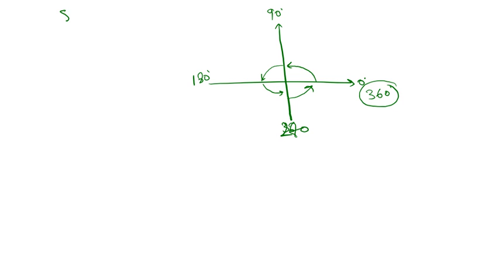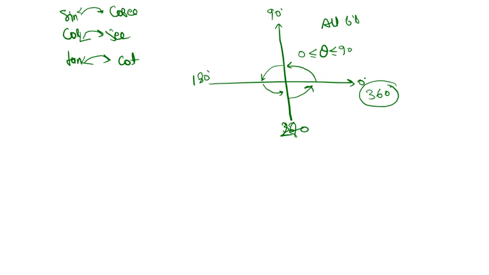Already we have our six trigonometrical ratios: sine, cos, tan, cot, sec, and cosec. You are aware that sine and cosec are inversely related to each other, cos and sec are inversely related, and tan and cot are inversely related. So when I am dealing with theta lying between 0 degree and 90 degrees, I have seen in my part 1 videos that all six ratios are positive.